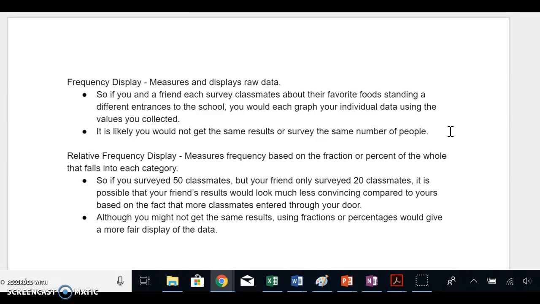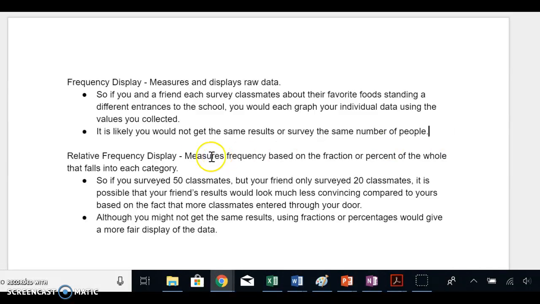The problem with this is because one of you may have surveyed fewer students, it's going to look like the data is way off for that person. Even though overall most students would say pizza is their favorite food, it might not show that if the graph of your friend, who maybe didn't collect as much data, has a bar that is lower for pizza. So in an effort to make this more fair, we use something called a relative frequency display.